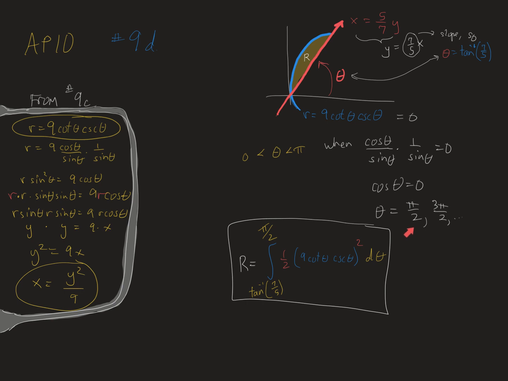You can use your calculator on this problem, so you could have entered this function and let your window go from, I mean, not 0, start from arctangent of 7/5 to pi over 2, and you would have seen that it started up here and came down, and you'll see the graph like that.